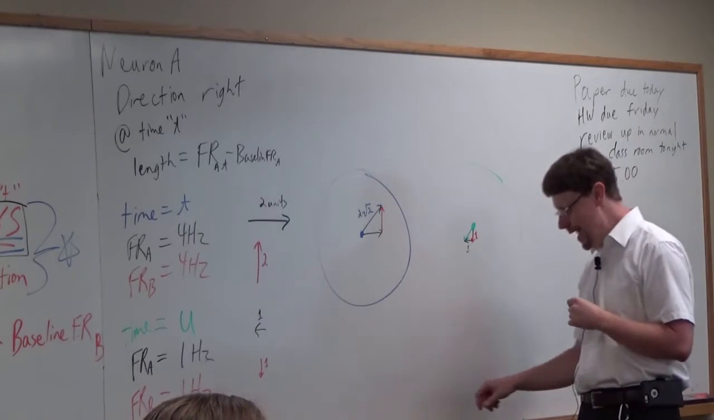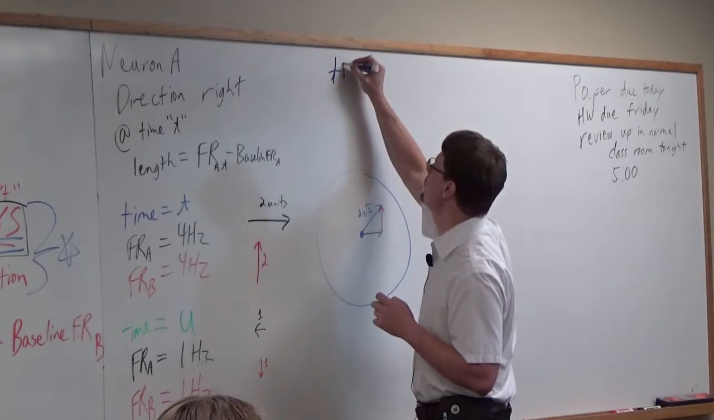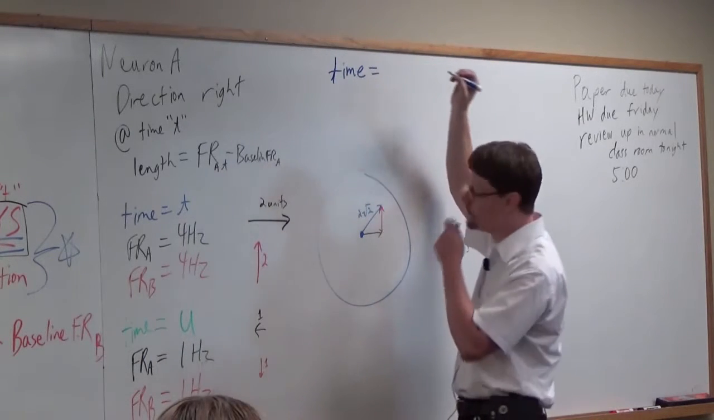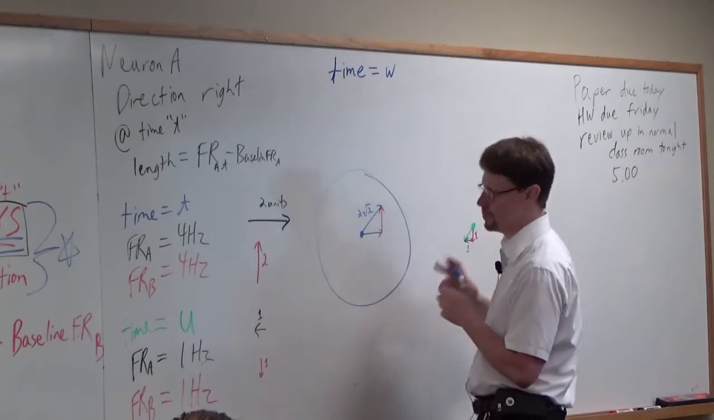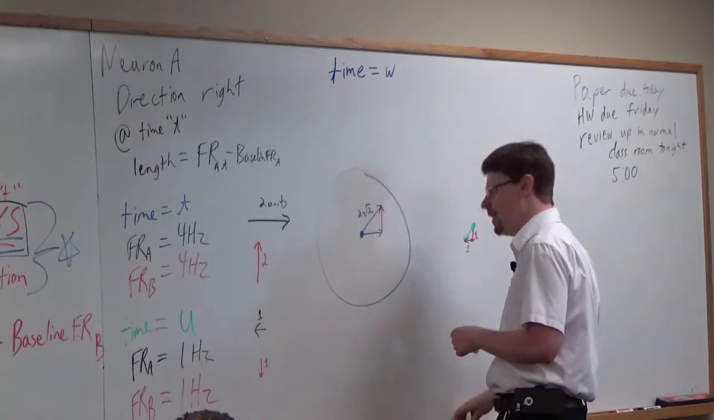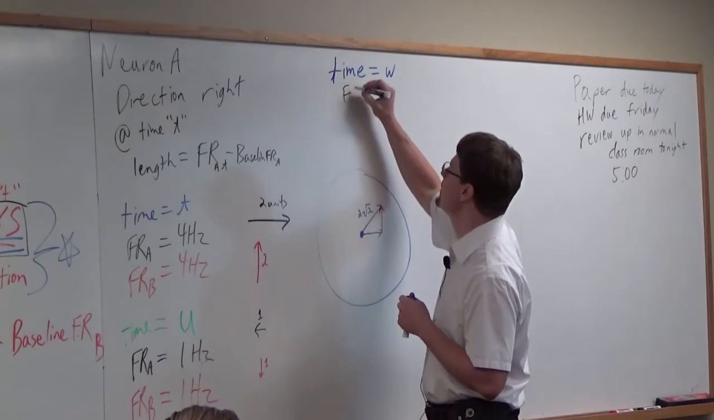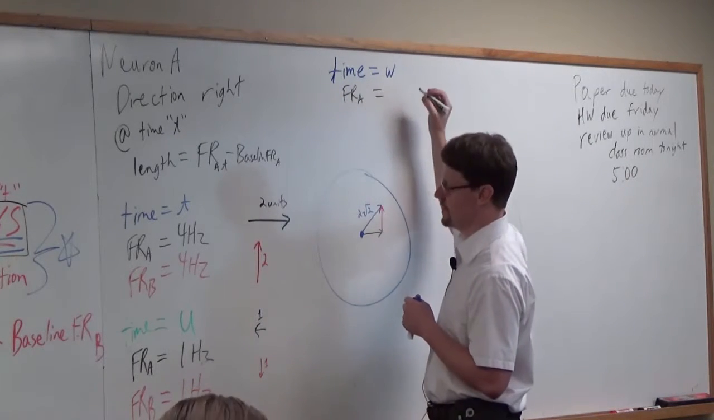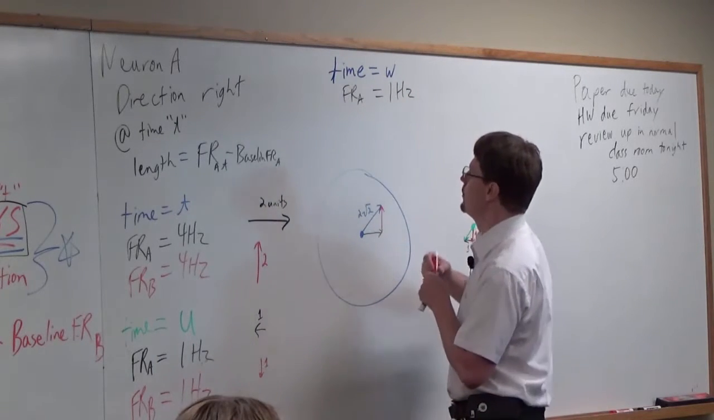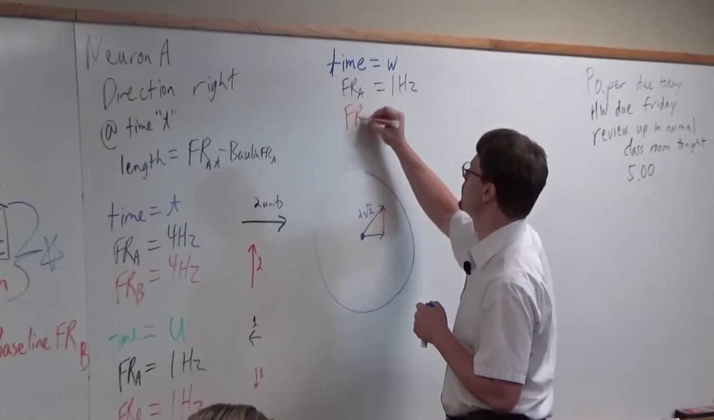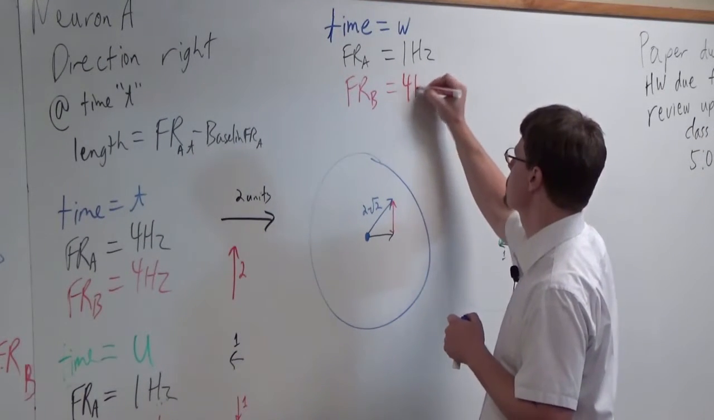Okay, so now we're going to do a different one. Time equals W, next point in time. I guess if I were a physicist, I would say T plus 1 and T plus 2, but whatever. So the firing rate of neuron A at this time is 1 hertz. Firing rate of neuron B at this point in time is 4 hertz.